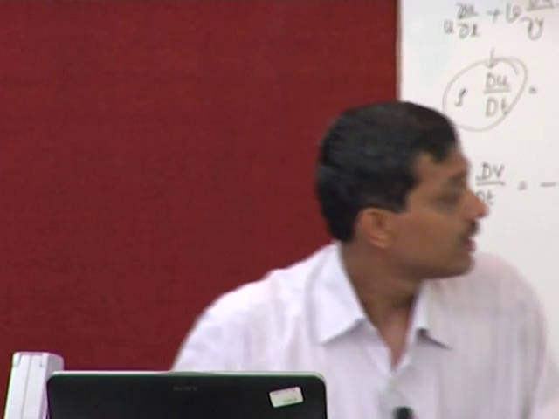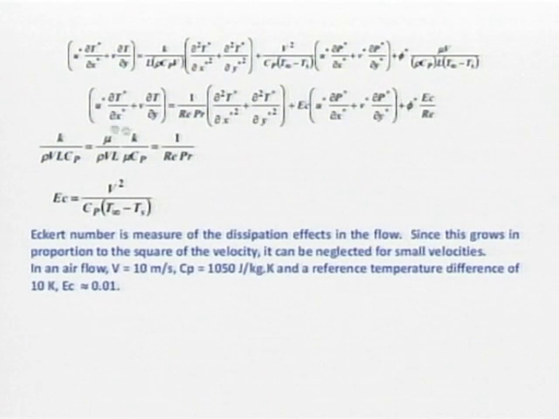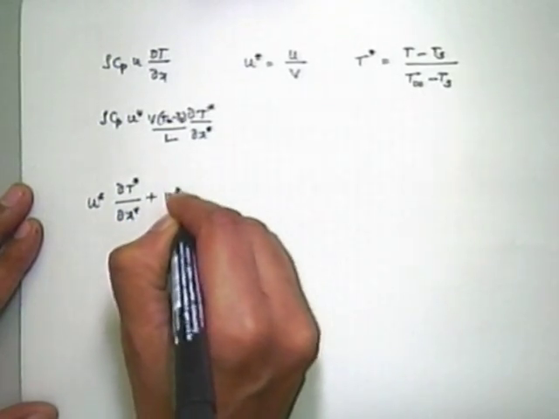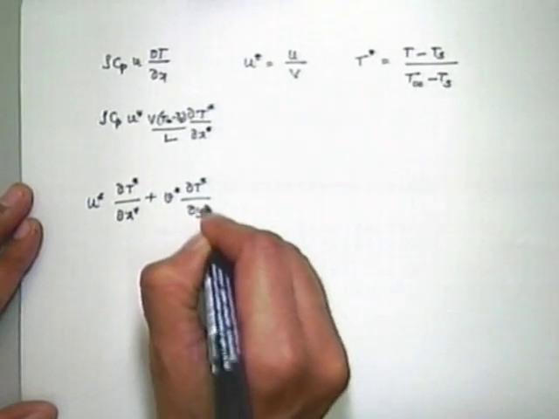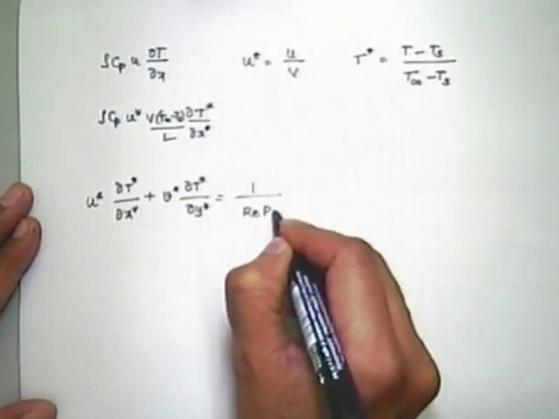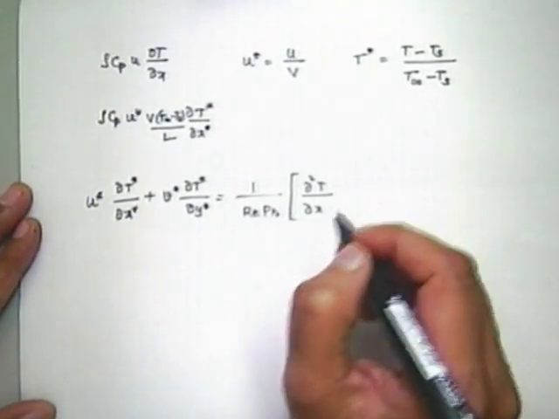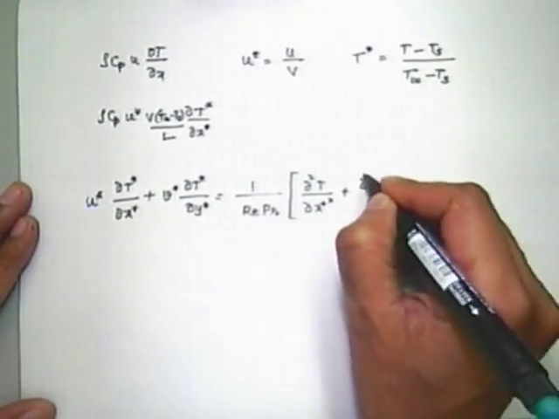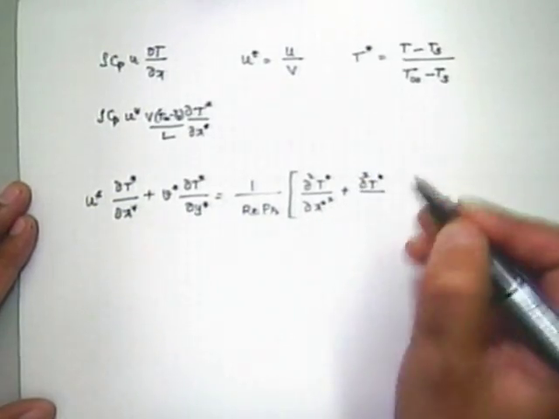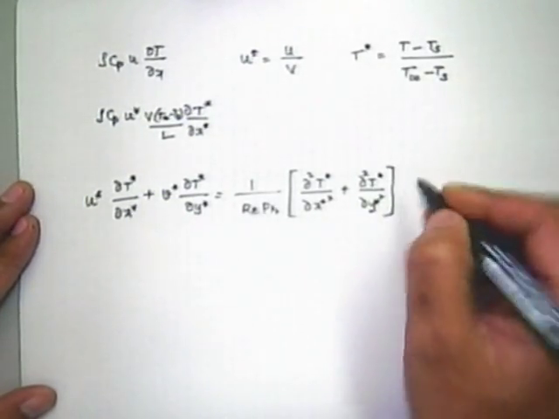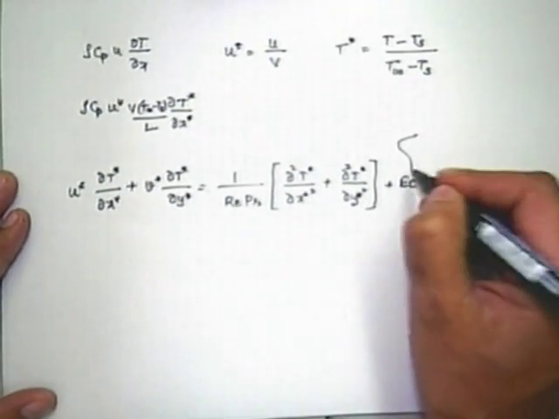Okay. So now if I non-dimensionalize, this is what the non-dimensional equation will look like. Let us write this equation. If we non-dimensionalize, what do I get? u star del T star by del x star plus v star del T star by del y star equals 1 upon Re Pr into del square T star by del x star squared plus del square T star by del y star squared, plus Ec, which is called the Eckert number.